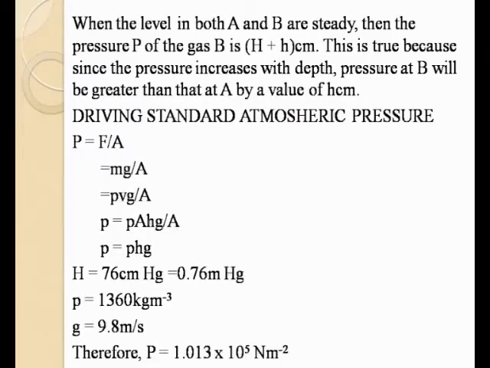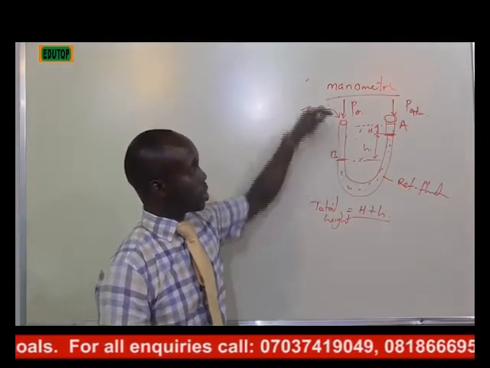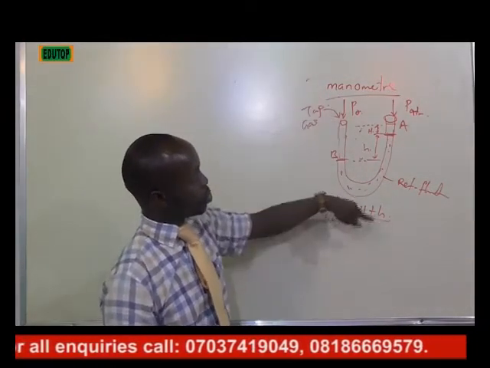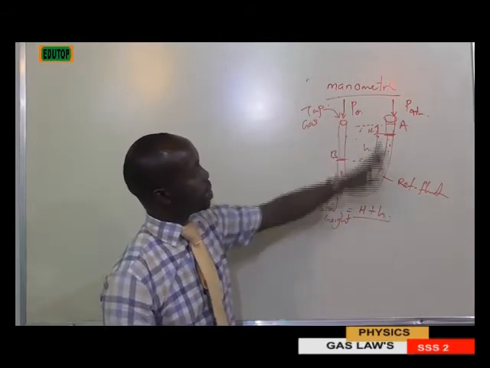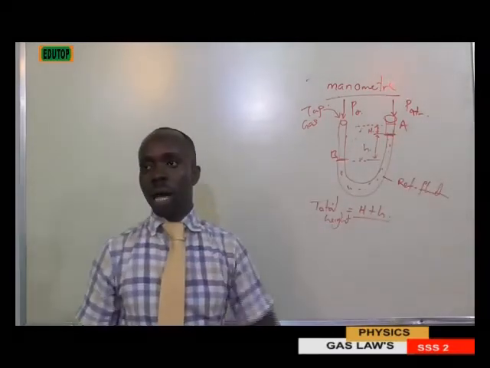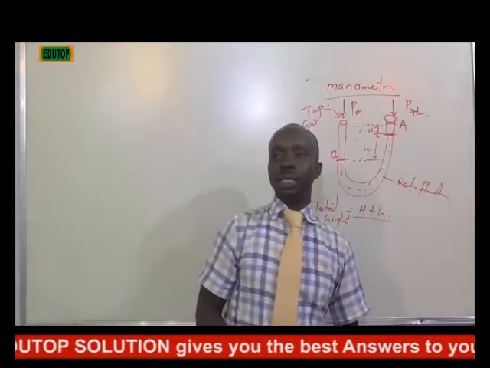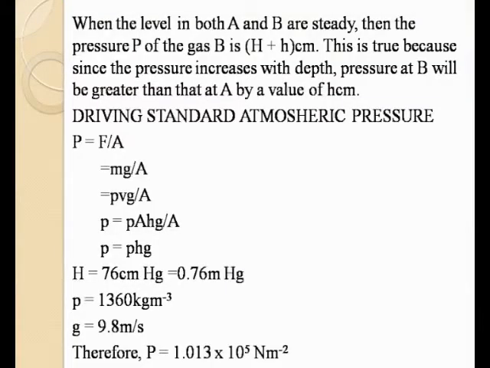Now, if we proceed, this is true because since pressure increases with depth, the pressure at B will be greater than that of A by a value of h centimeters. So the pressure here, because this is where the whole pressure is being pulled, will be greater than the pressure here. Now, we need to derive the standard atmospheric pressure. We must know how to derive it.